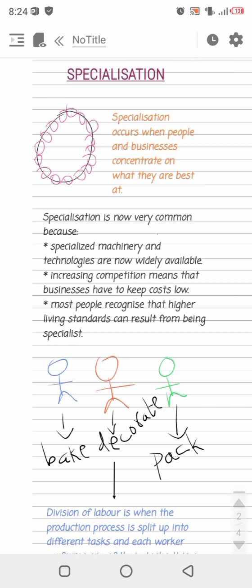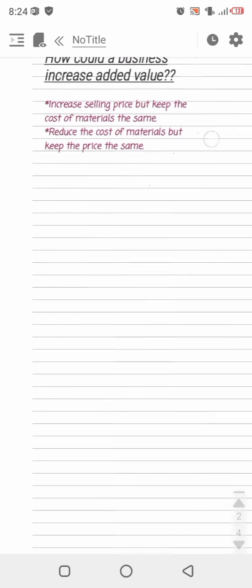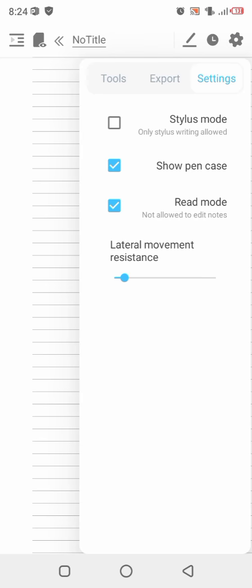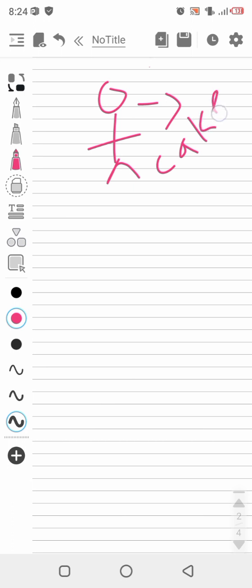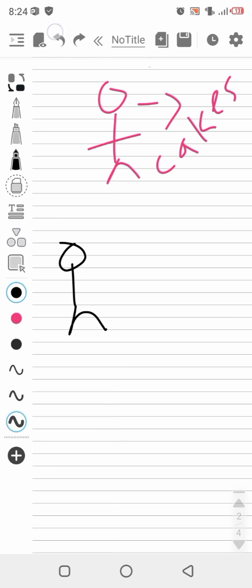Specialization occurs when people and businesses concentrate on what they're best at. For example, let's take an example right here. I have a business of making cakes, and I have three employees.